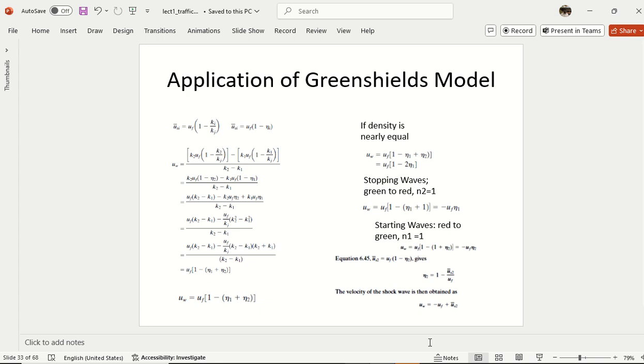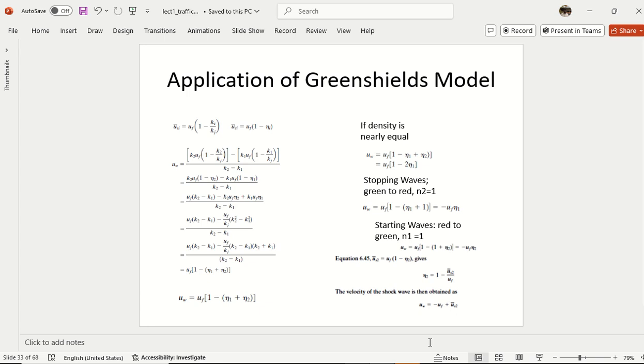So what will happen to this equation now? This is 1 and this is also 1. So they will cancel out and you will have this equation at the end. This will happen if the signal turns red. So according to the Greenshield model, when the signal turns red, you can calculate the velocity of the shock wave using this. Got it?